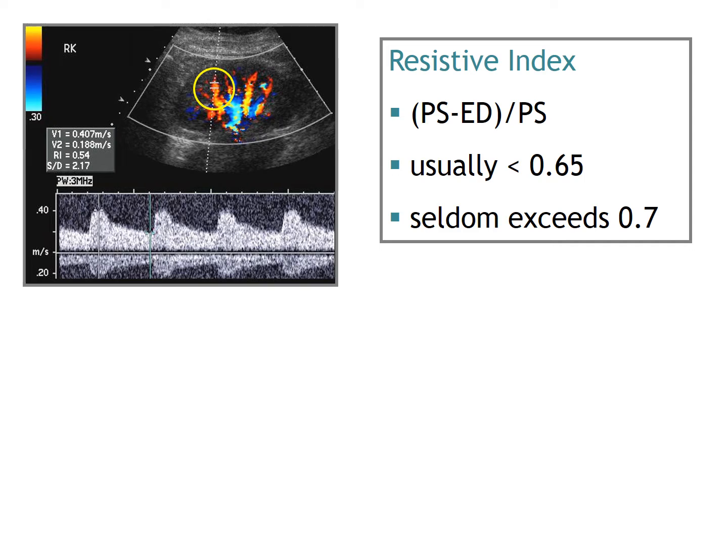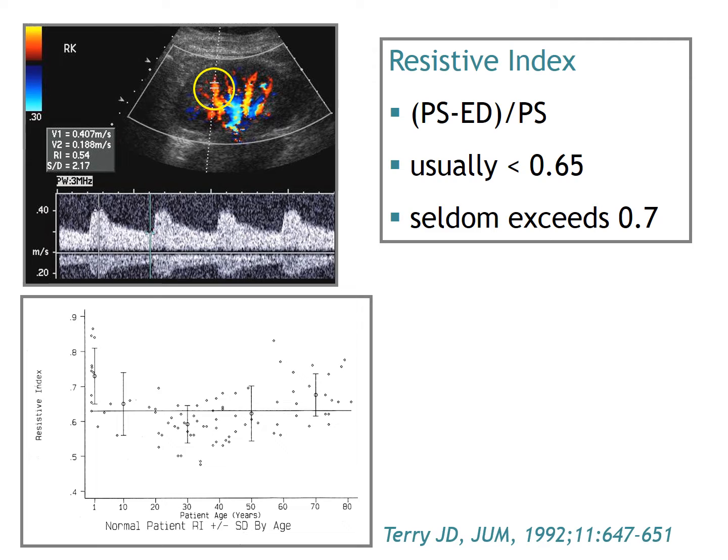Intrarenal arterial Doppler spectra are obtained from the interlobar artery level. Resistive index is usually lower than 0.65 and seldom exceeds 0.7. So usually 0.7 is considered the upper normal limit of resistive index of the interlobar artery of the kidney. As you see in this graph, we need to know that normal resistive index of the kidney differs according to age. It is lowest in young adults and is slightly higher in children and old adults.